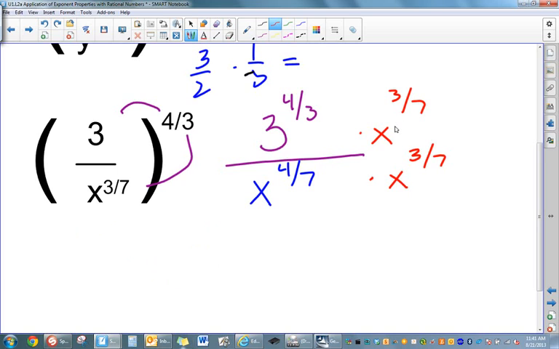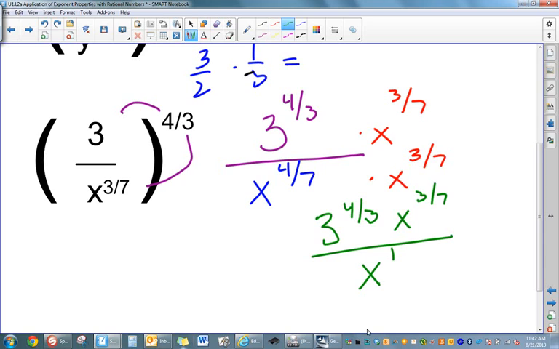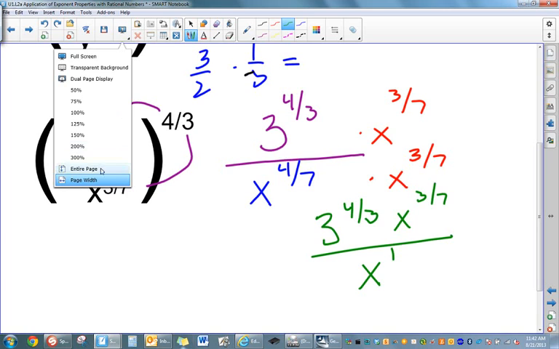Why do I multiply by x to the 3/7? Why? Exactly right. You add the fractions, you get 1. On top, you get 3 to the 4/3, x to the 3/7. On bottom, you get x to the 1, or just x. Question?